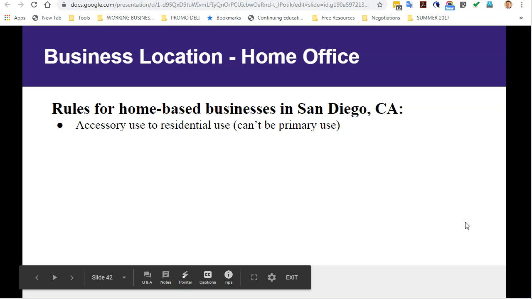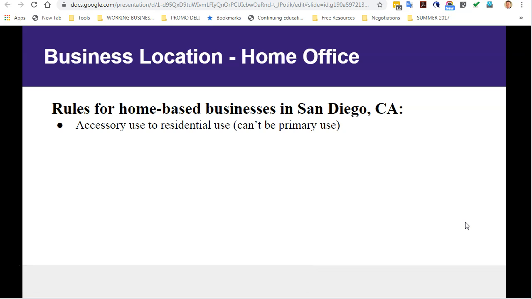What was there a month or two ago is not there today. So the last time I checked, these are some of the rules for a home-based business. It has to be accessory use to residential use. What does that mean? You can't rent a house or an apartment just to run a business out of it. You have to live there first, and then the business is something you do secondarily. So the business can't be the primary use of that space.